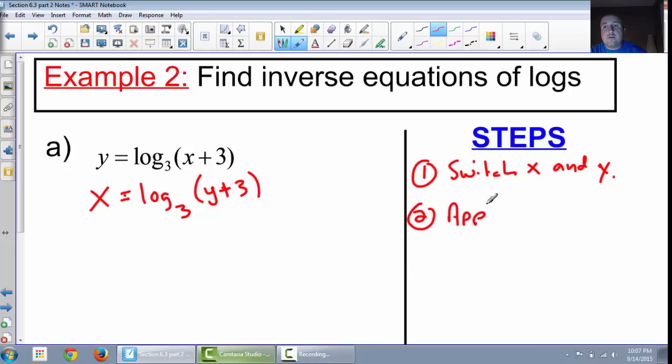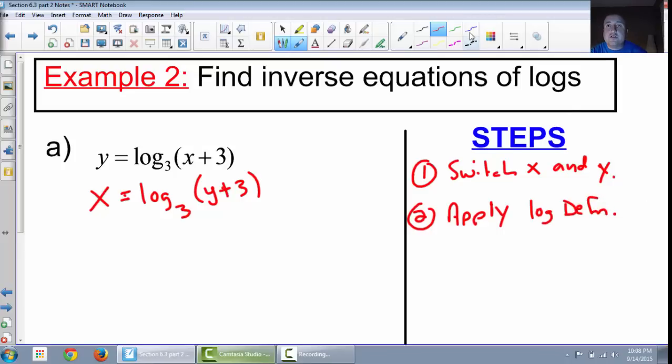Apply log definition. My pen is strange today, I apologize for that. I do not know why my pen is not writing very well today. Apply log definition. Okay, so we're going to apply the definition.